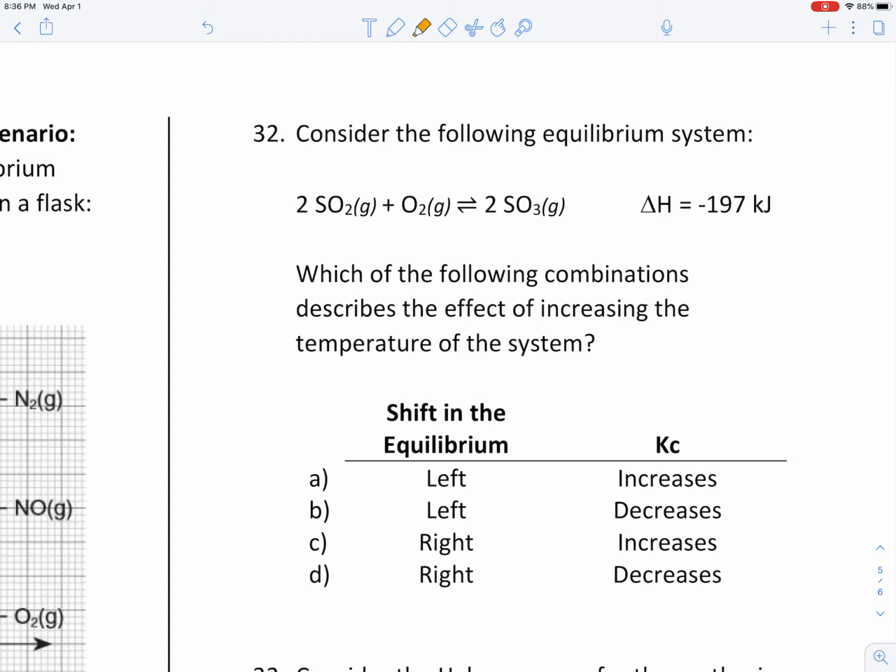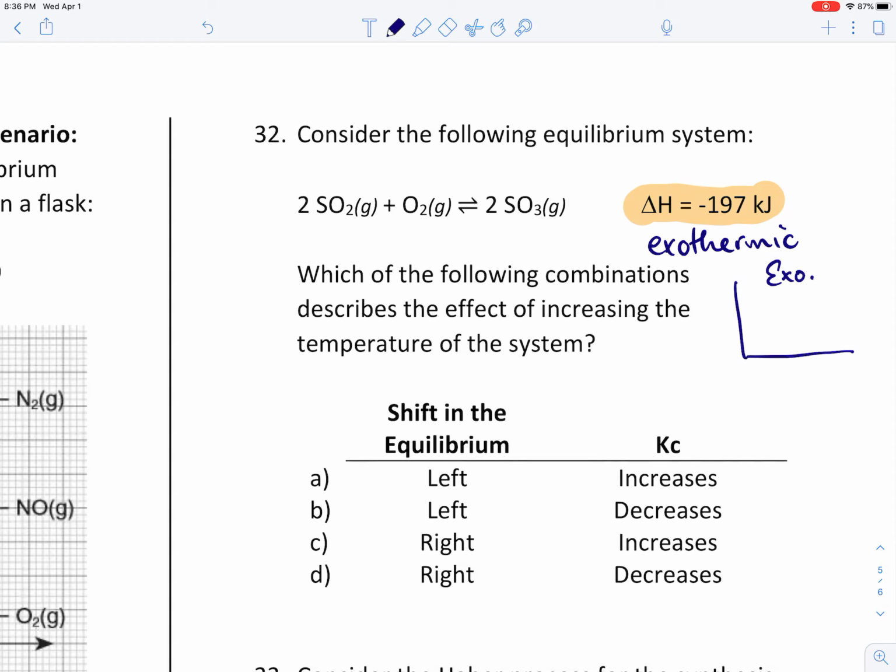Looking at the balanced equation up above, we're also told the enthalpy change, the heat of reaction, delta H, and I see that it's negative. A negative delta H means that this was an exothermic reaction. So right away I'm going to recall that graph we saw earlier, exothermic. Kc changes with temperature, and it changes like this. It drops as temperature is increased.